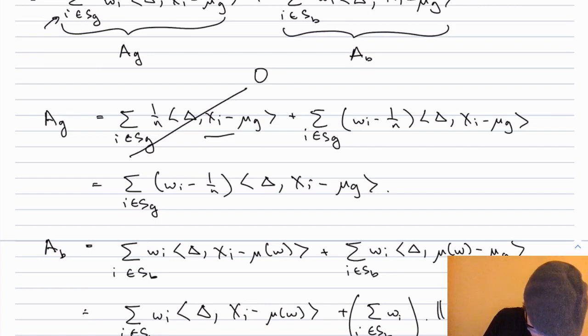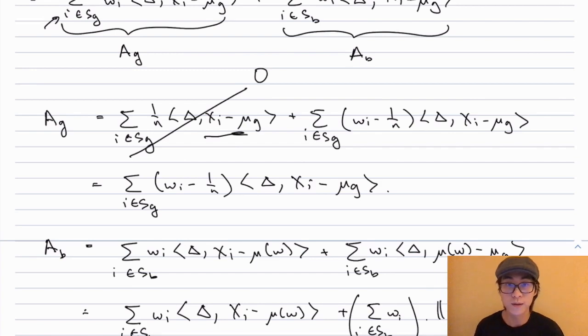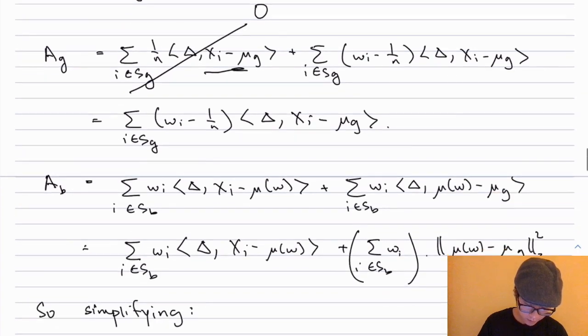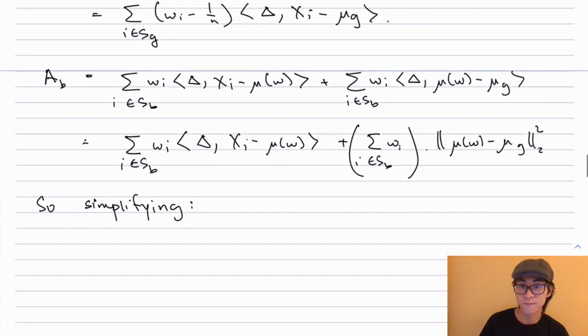But this second term is actually 0 over this set because the average of the x sub i's is mu sub good. So all I'm left with when I do this is simply the second term, which is the sum over i in S sub good of w_i minus 1 over n times this inner product. And recall that I've defined w_i to be 0 for all i in S sub removed. Okay, so that's the first part of the sum for now.